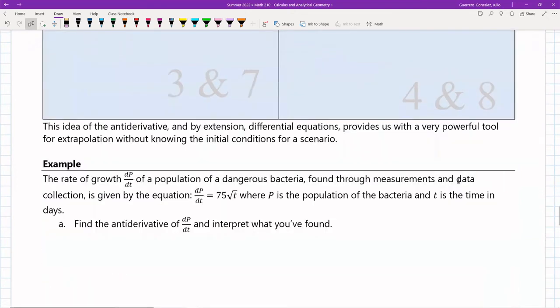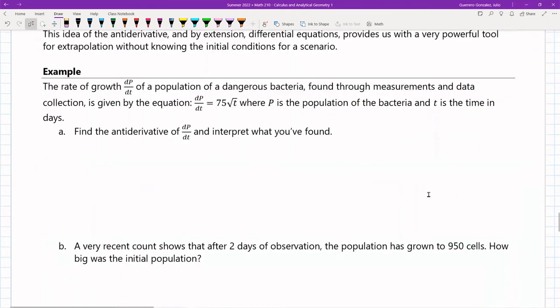So the idea of the antiderivative, and by extension a differential equation, provides a really, really powerful tool when we need to extrapolate information from something where we have no idea how or where it started. This is very common. So to show that, let me go ahead and show you guys this example right here.